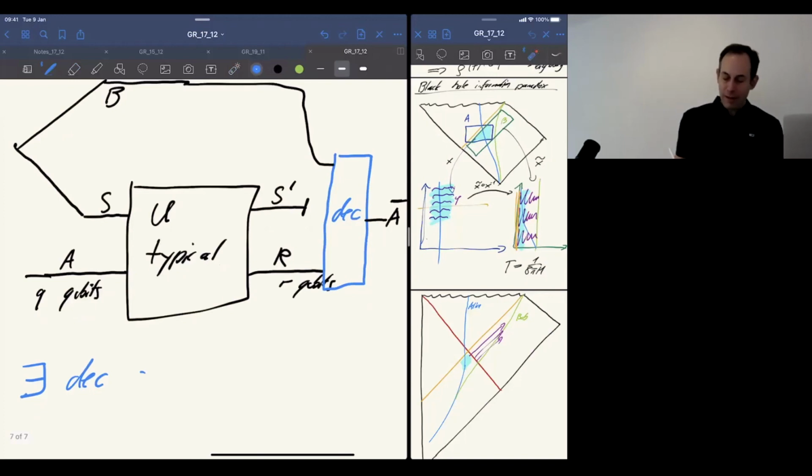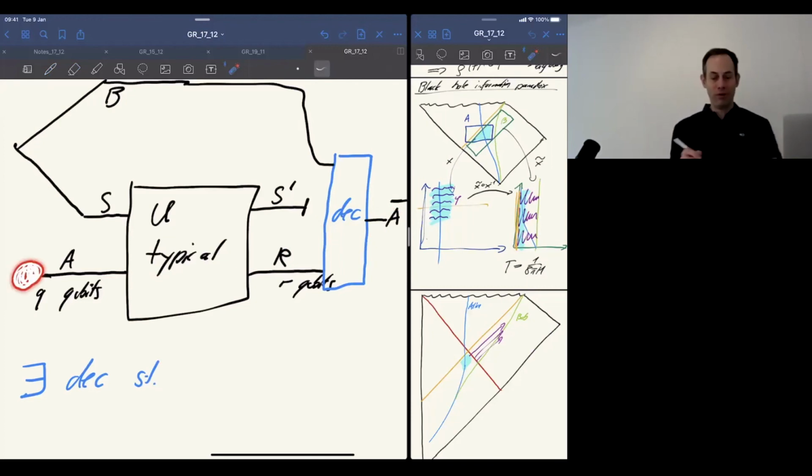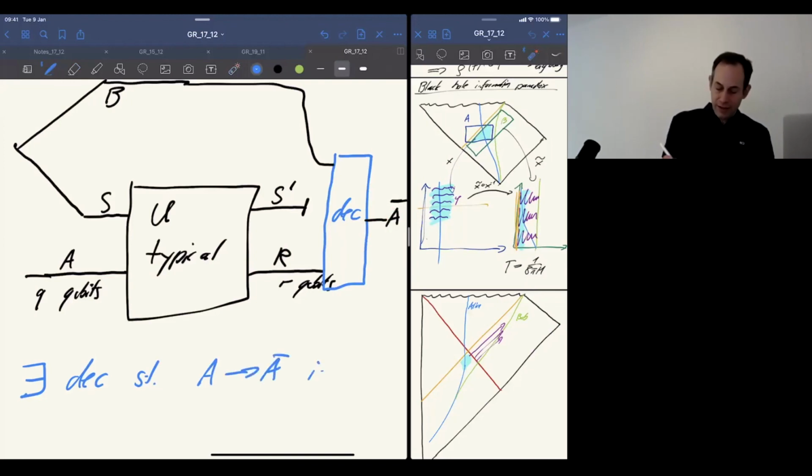And it outputs just an A bar system. And the decoding map has the property that, if I look at the whole process, the A is kind of like an open wire. You can put in something here, and something comes out here. And if we look at this whole process from A to A bar, then this is an identity process, except with a small probability.